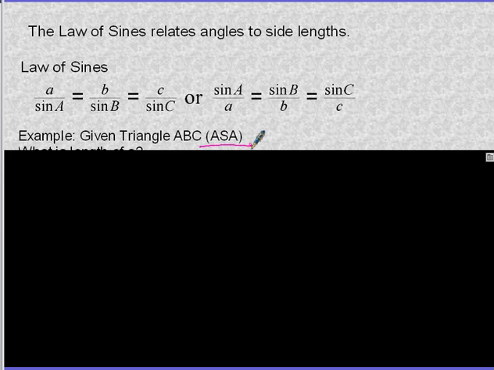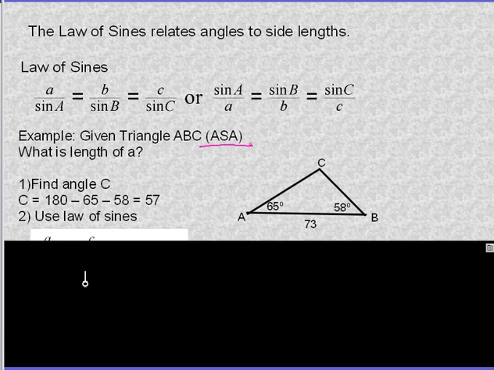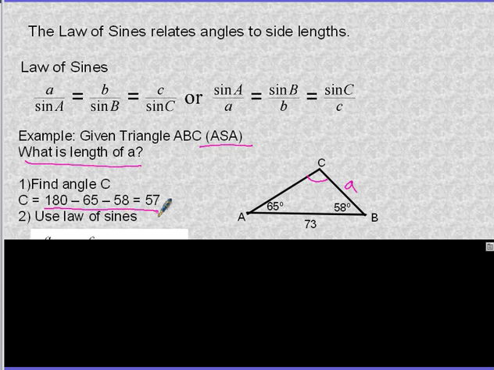So here's a triangle ABC. We're given angle, side, angle, and we want to find the length of A. We're not finding all the missing measures, we just want A. A is here, across from angle A. So we're going to set up a proportion. We need one side length and one angle across from it. We don't have that, but we can easily find angle C because we already have two angles. Use the triangle sum theorem, subtract those two angles, and we find this is 57 degrees.